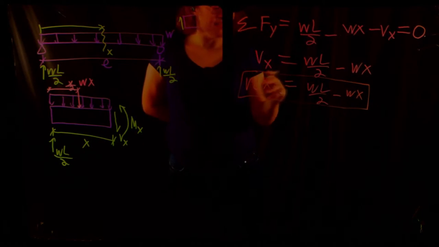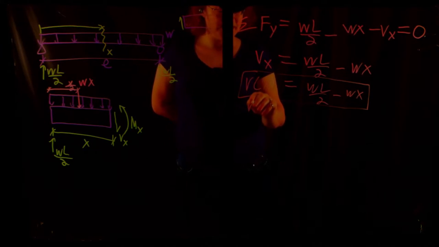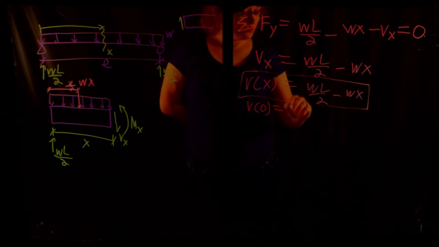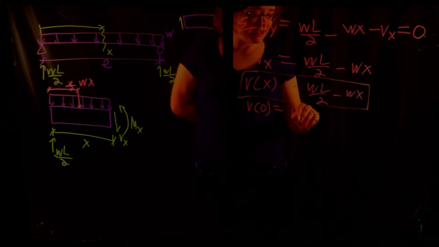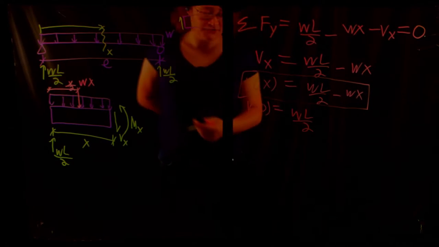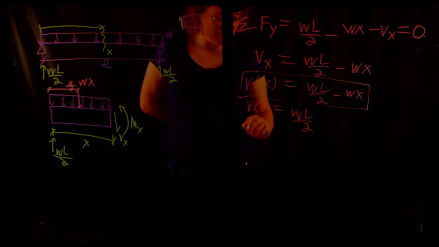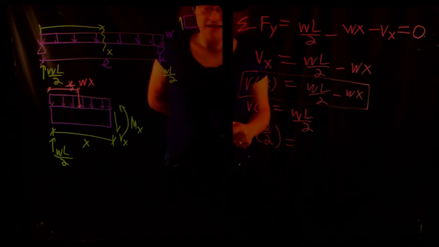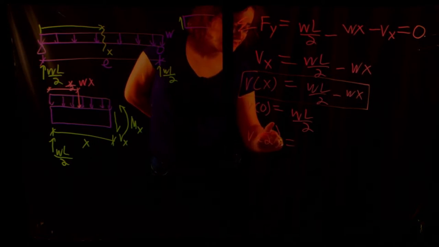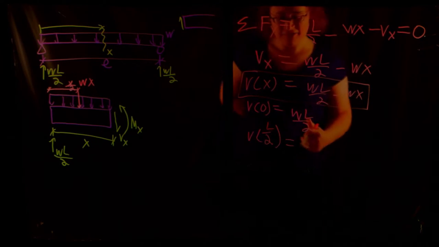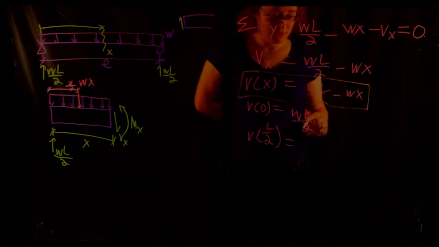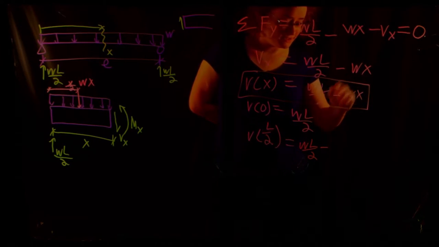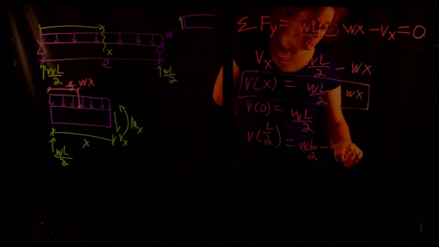Now, if I wanted to investigate a few points, let's see what V of 0 looks like. When x is 0, and we're right over here on the left-hand side of the beam, this term will drop out, and so we would just have WL over 2. In other words, this is simply the reaction on the left-hand side of the beam. And then if I was looking at V of L over 2, use a capital L here to be consistent, if I plug that into here, I would have WL over 2, the original reaction, minus W times L over 2, or that would simply be 0.